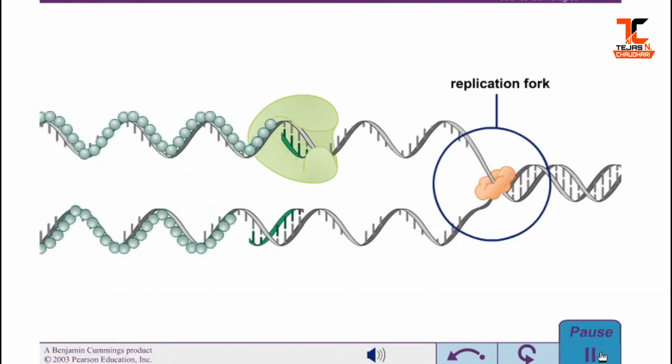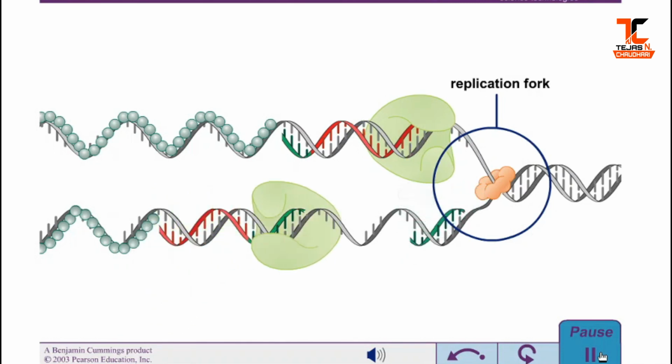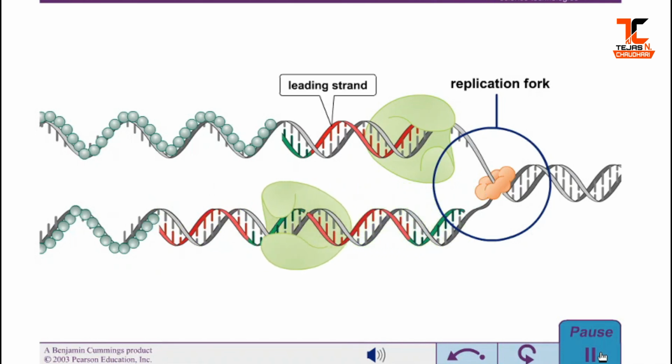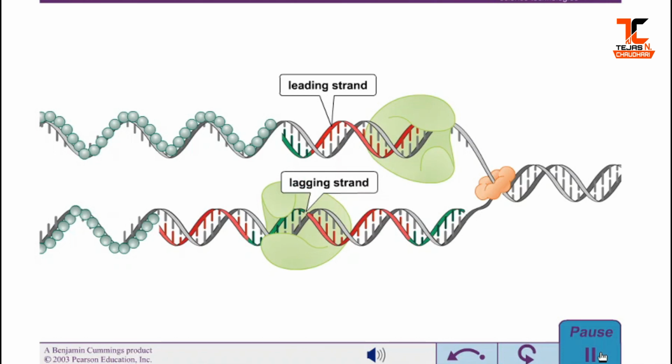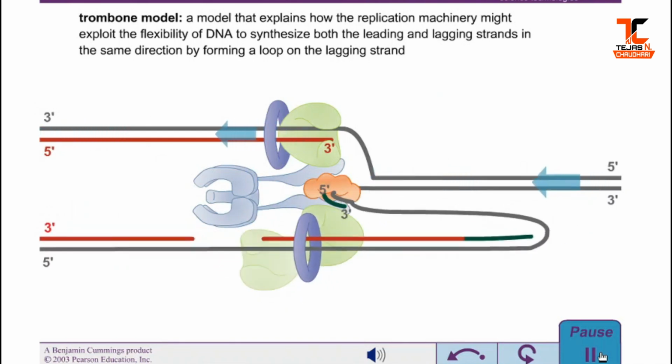The replication fork is the junction between the newly separated template strands and the unreplicated double-stranded DNA. Due to the anti-parallel nature of DNA, the leading strand is synthesized continuously toward the replication fork, while the lagging strand is synthesized discontinuously away from the replication fork. The trombone model explains how both strands are synthesized simultaneously.